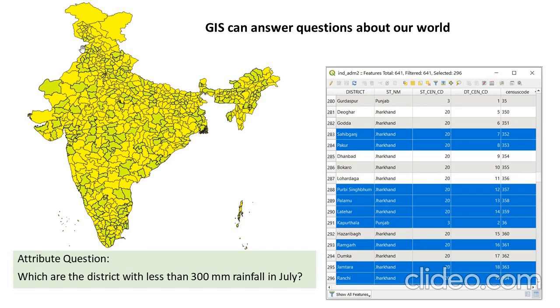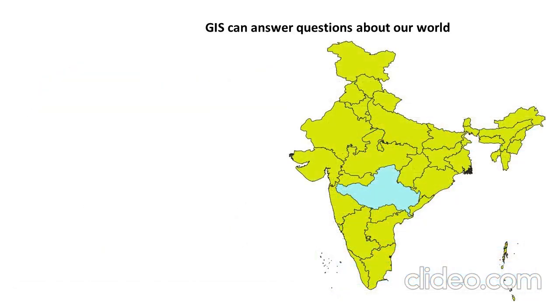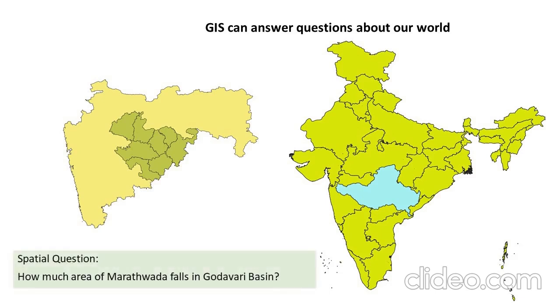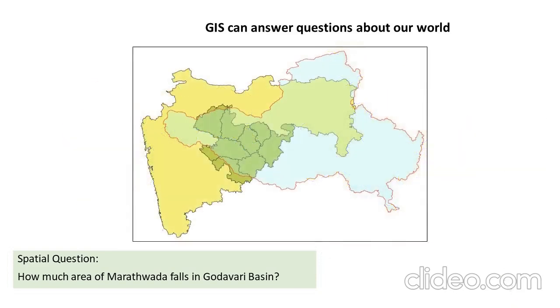Let's take another example of a spatial query. This is a map indicating the Godavari river basin. Here is another map highlighting the Marathwada region in the map of Maharashtra. The Marathwada region consists of a total of 8 districts. Now from these two independent maps, I want to know how much area of Marathwada falls in the Godavari basin. GIS answers such spatial queries. It is possible to overlay these two maps and identify the catchment area of the Godavari river belonging to the Marathwada region and measure it in square kilometers.